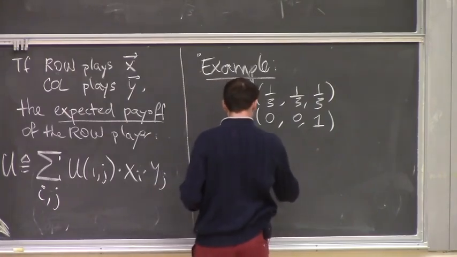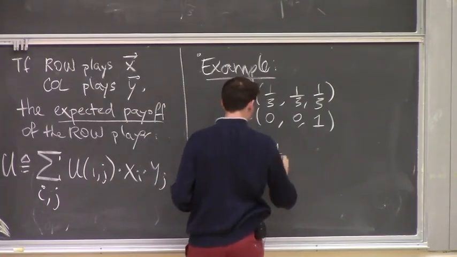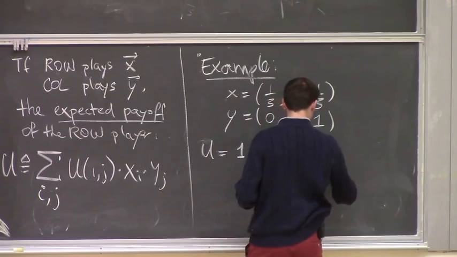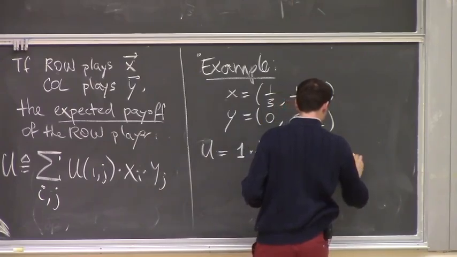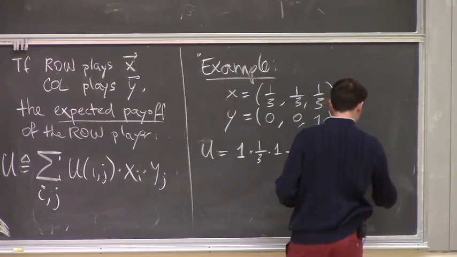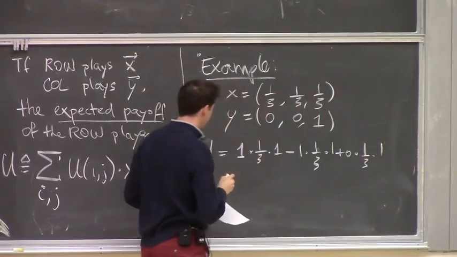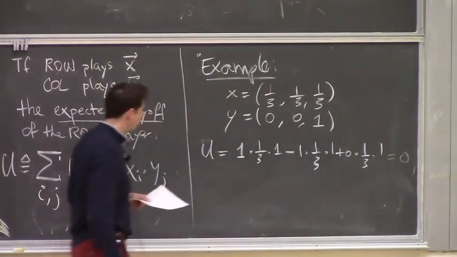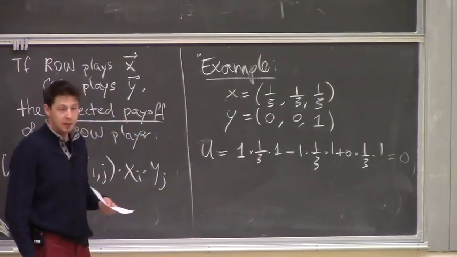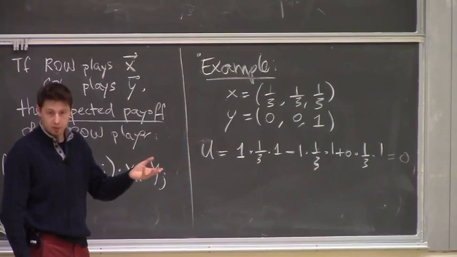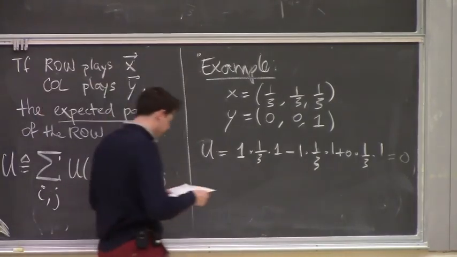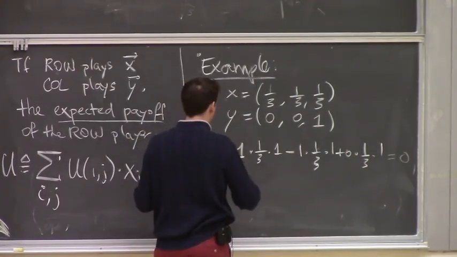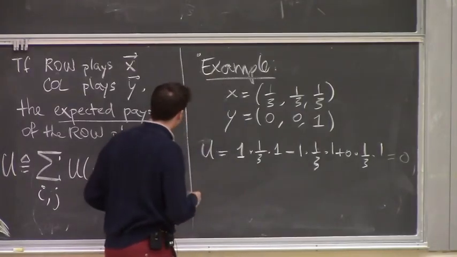It would be 1 times a third times 1, minus 1 times a third times 1, plus 0 times a third times 1. Now, these two are equal, so this is anyway 0, and you get 0. So this is saying that the expected payoff for the row player is 0. And so is the expected payoff for the column player, also 0. It's minus 0. So this is an outcome of the game if they were to play something like this.